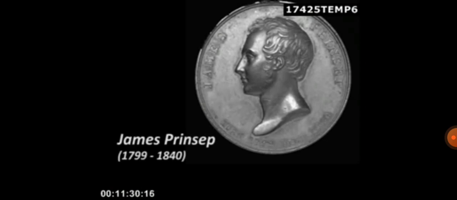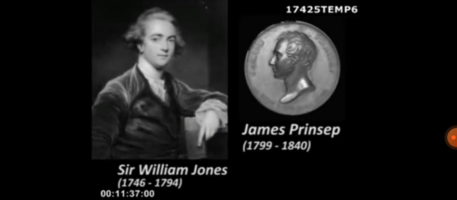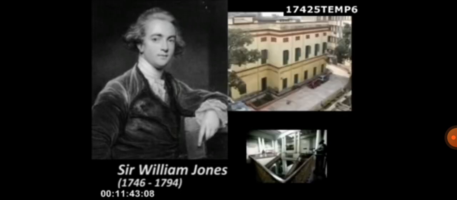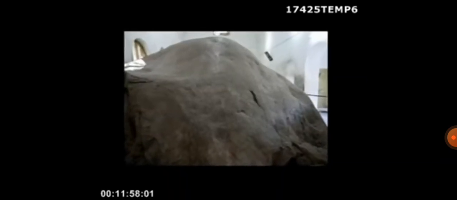James Prinsep was Assistant Assay Master of the Calcutta Mint and a close associate of Sir William Jones. Jones was responsible for the setting up of the Asiatic Society. Prinsep made the breakthrough in deciphering an Ashokan edict in 1837. The edict was written in Brahmi script.